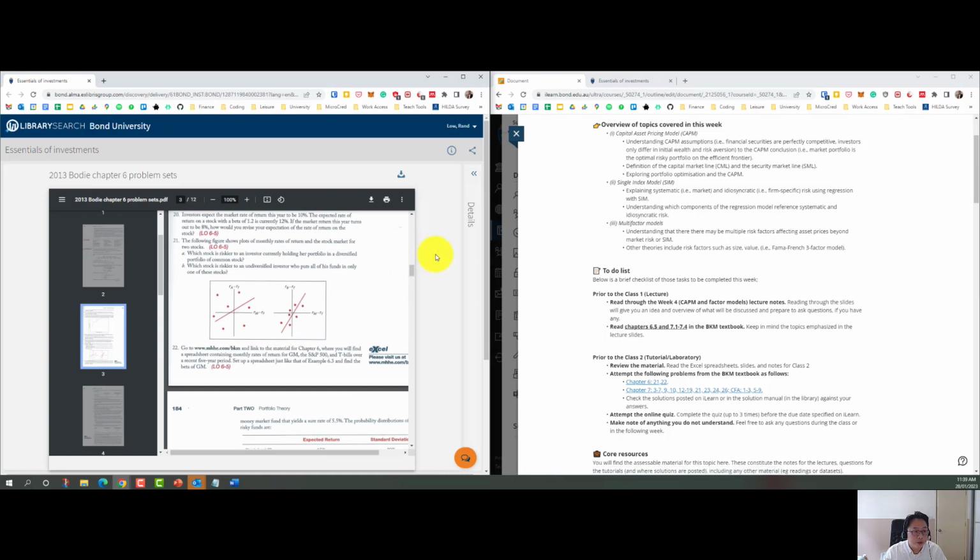Okay, so what we have right now is 21. The following figure shows plots of monthly rates of return and the stock market for 2 stocks. Which stock is riskier to an investor currently holding her portfolio in a diversified portfolio of common stock? Which stock is riskier to an undiversified portfolio investor who puts all his funds in only one of these stocks? Okay, so how do we look at this question, right? So what we have over here is these scatter plots.